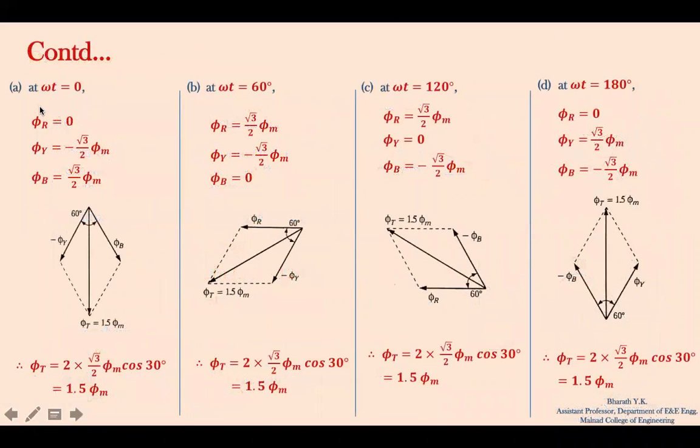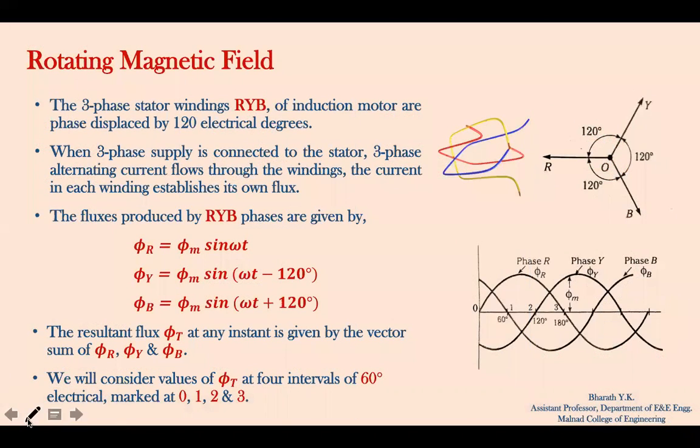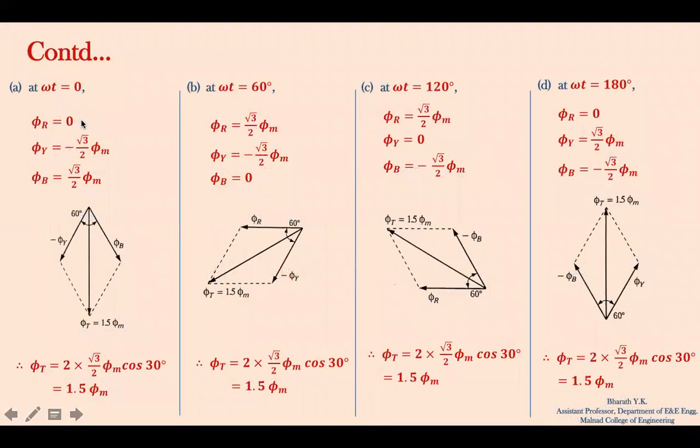In the first case, at interval 0, omega t will be equal to 0 degrees. Therefore, by applying omega t equal to 0 in these equations, we will get phi r equal to 0, phi y equal to minus root 3 by 2 into phi m, and phi b equal to plus root 3 by 2 into phi m. So these are the three fluxes we get. Now these three fluxes have to be vectorially added so as to obtain the resultant flux.